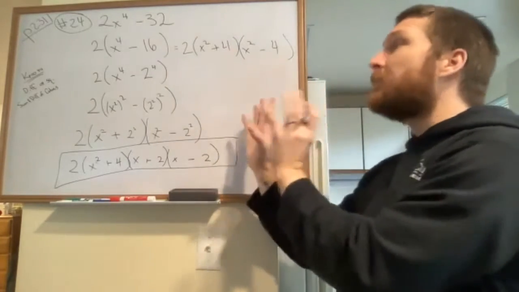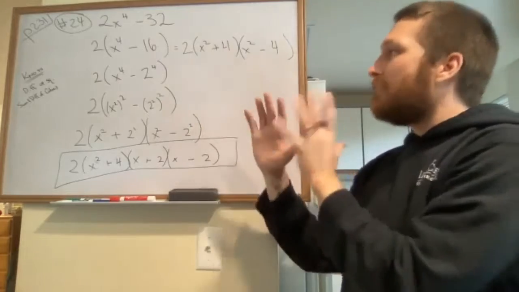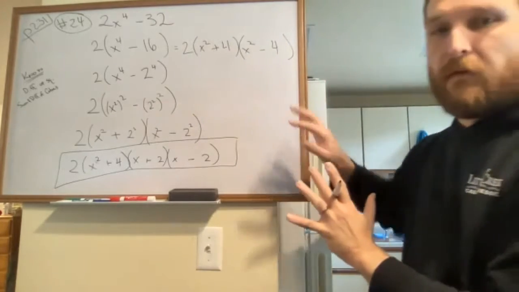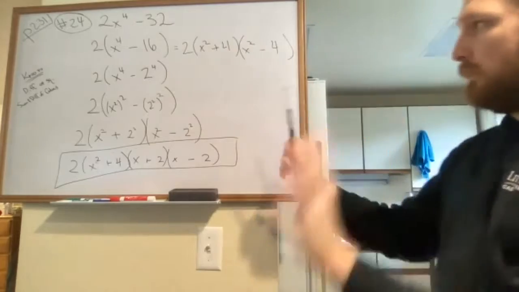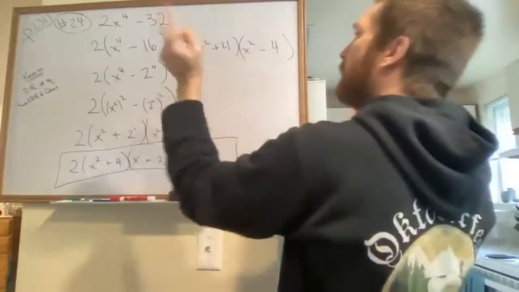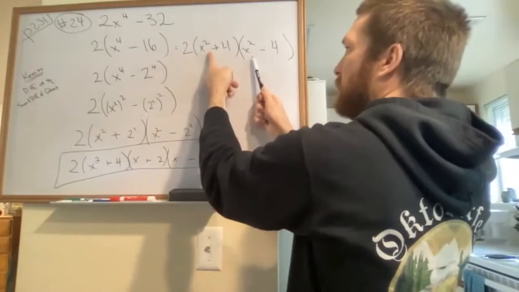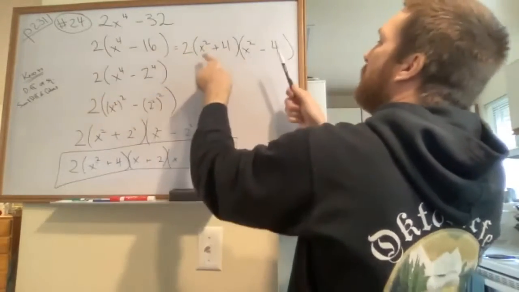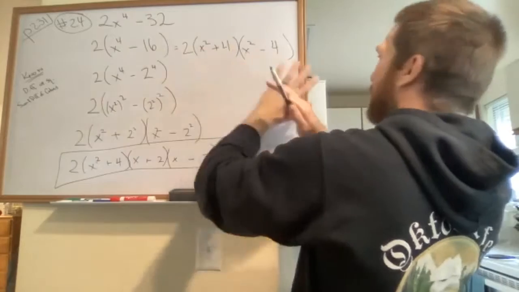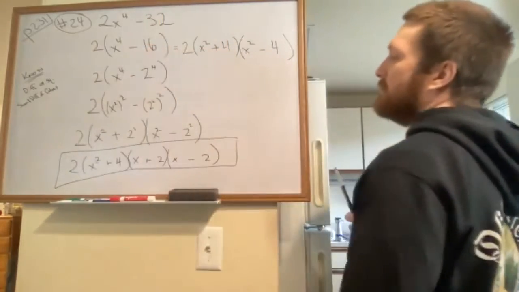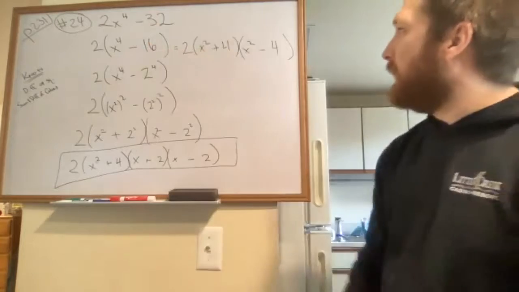The nice thing about this method is that you could stop and go, well, wait a minute, hold up. Like I do with every single step I take, I go, is this true? First, outer, inner, last. First gives me x to the fourth. Yes. Outer, inner, cancel, because we have the minus 4x squared plus 4x squared, gone. Positive 4, negative 4, down to 16. Yep, okay, we're good to go.